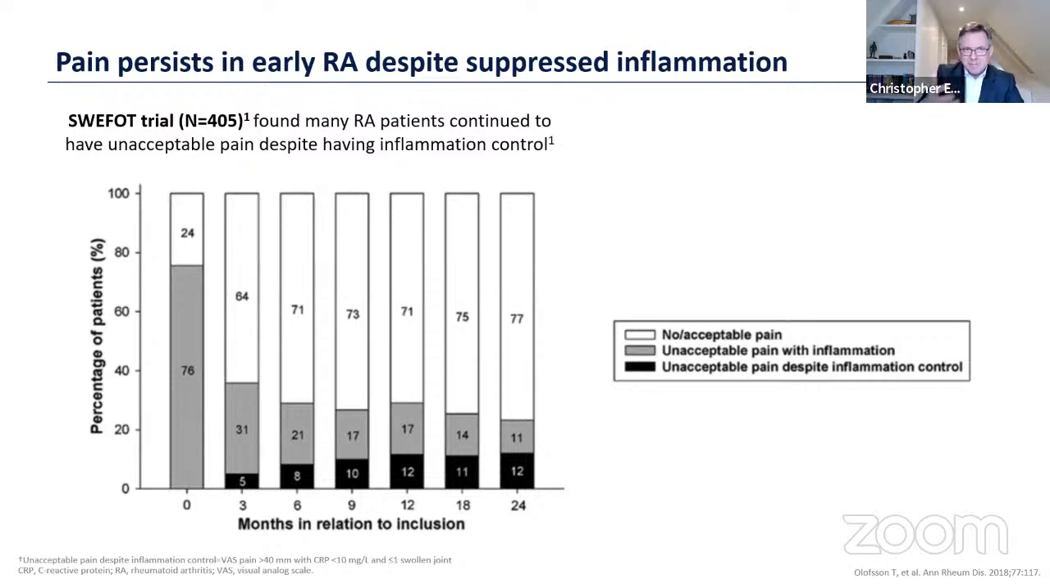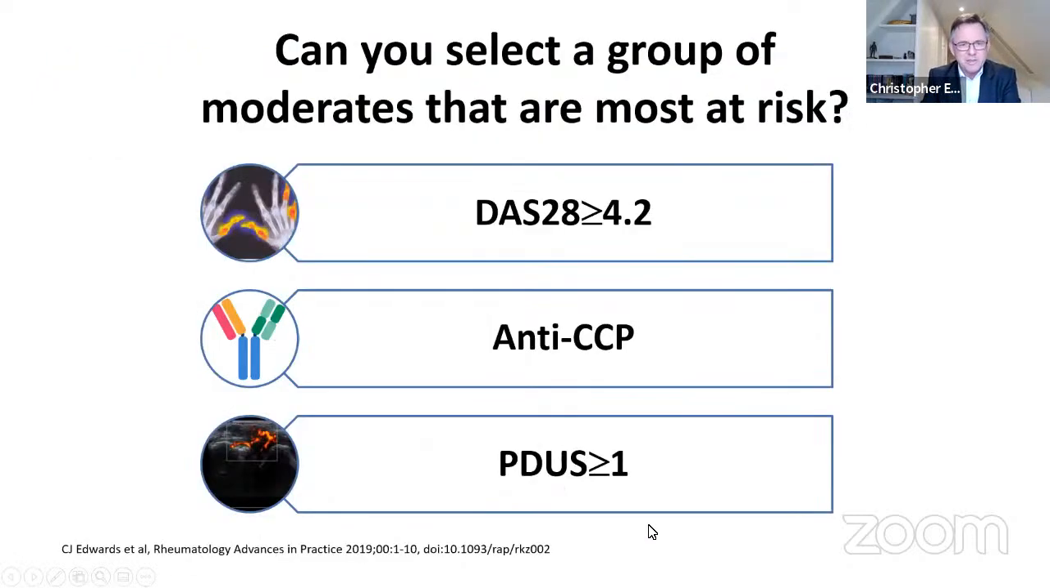And maybe in my simplistic thinking, you think, well, I'm going to give stronger anti-inflammation therapy. I'm going to use a different mechanism of action, a biologic or a JAK inhibitor, for example. But then there's that 12% of people with unacceptable pain despite inflammation control. And the reason for thinking about this is the effect that has on the measuring systems that we use.